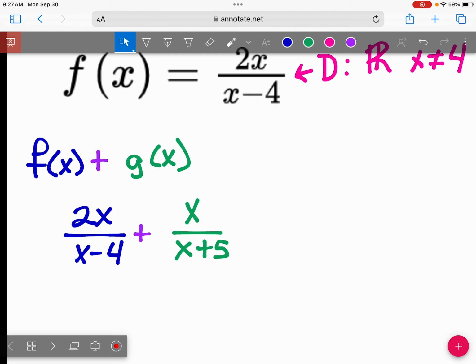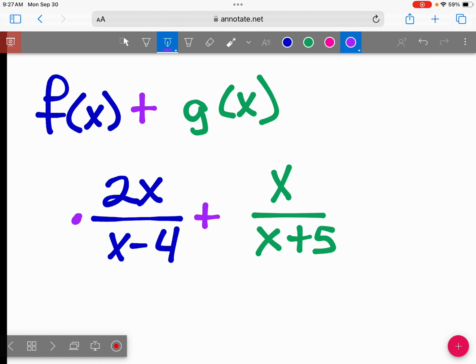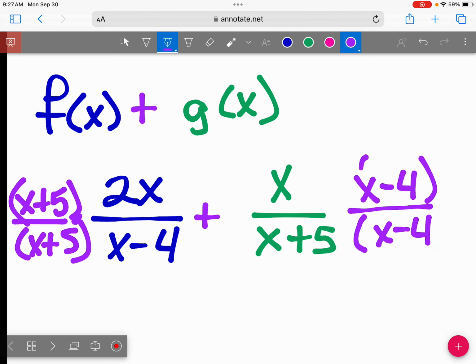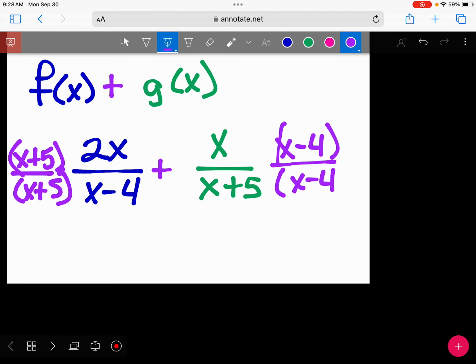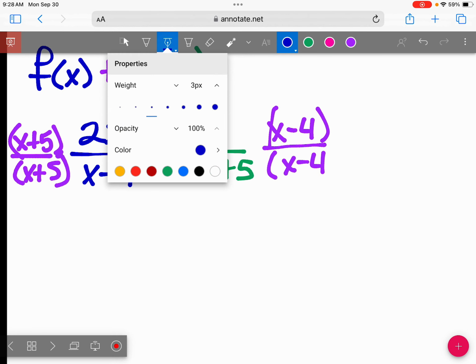So what are we going to multiply this left one by? What do we need to multiply this guy by? X plus 5 over x plus 5. We can multiply it by a funny looking 1. And my green one, what are we going to multiply it by? X minus 4 over x minus 4. So now we have that common denominator between them.